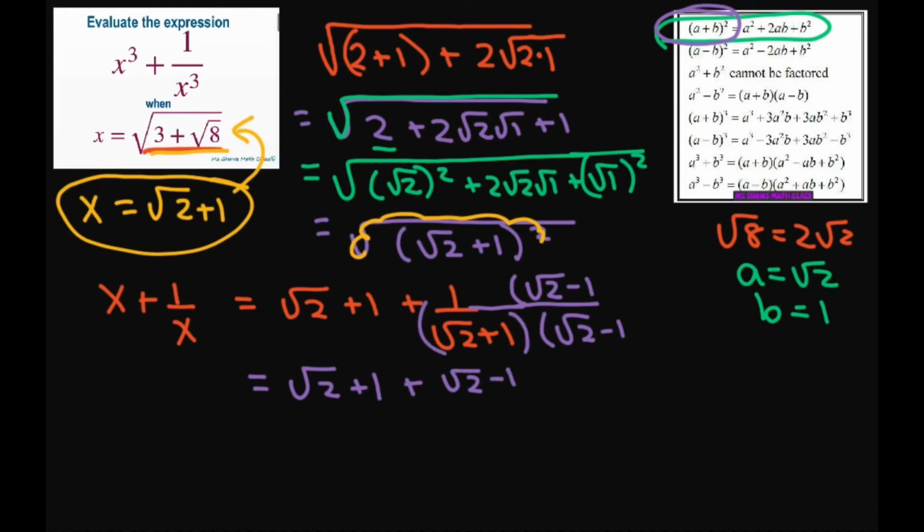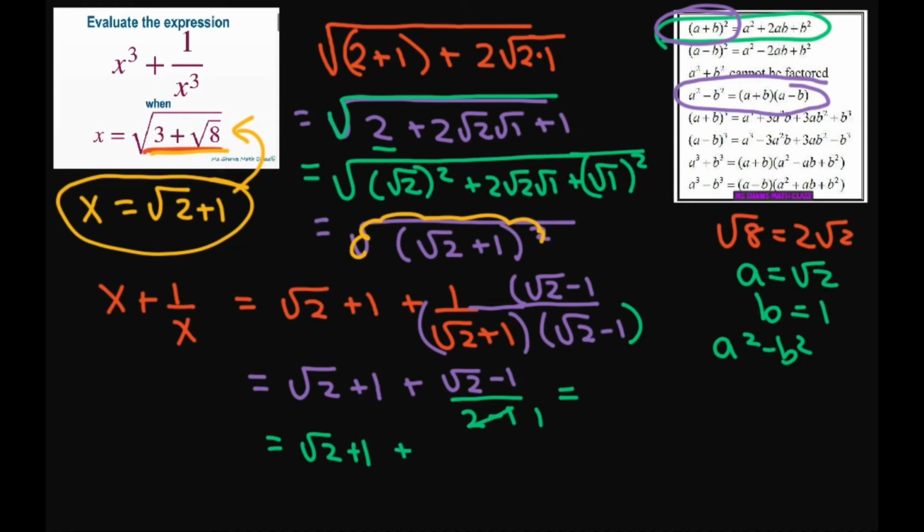And when you multiply these, we're using our difference of squares here. So we're basically rationalizing the denominator. That's going to be a squared minus b squared. So this is just going to be 2 minus 1, which equals 1. So that just equals 1. And therefore, we're going to get square root of 2 plus 1 plus square root of 2 minus 1. And this whole thing then is just going to equal, the ones cancel, so we're just going to get 2 square root of 2.